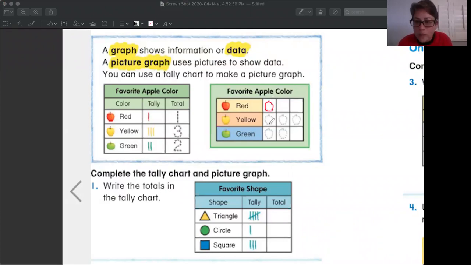Now I could change colors, but I'm just gonna keep the same color. So yellow, 3 people liked yellow. So we drew 3, let me make a little stem. And so 3 apples for yellow here. And then 2 people like green apples. So we draw 2 green apples here, okay? So this is a graph and this is a table. And this table uses tally marks. So using the table, we created a graph, okay?